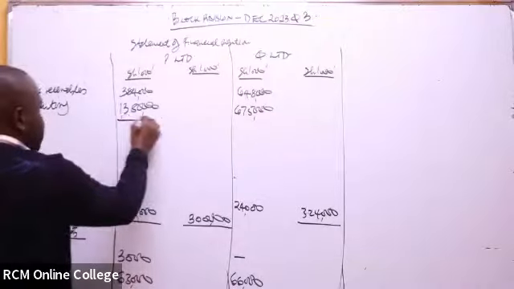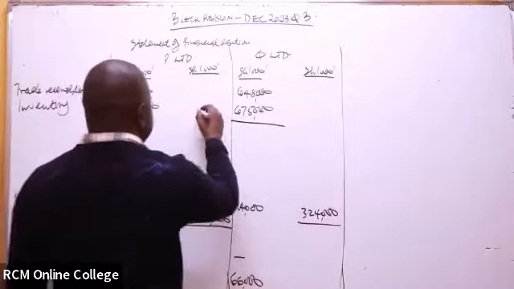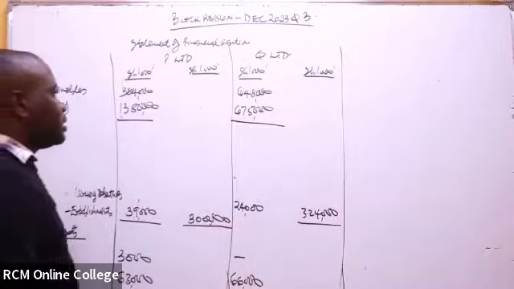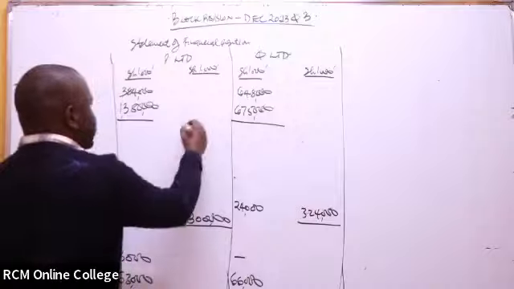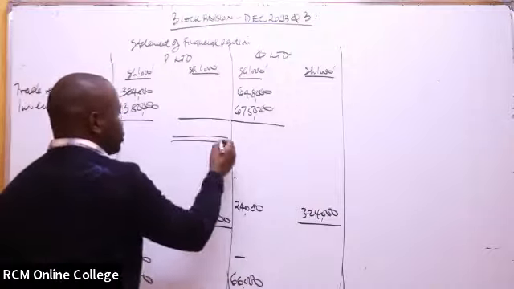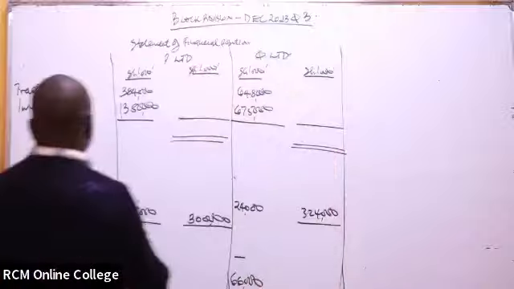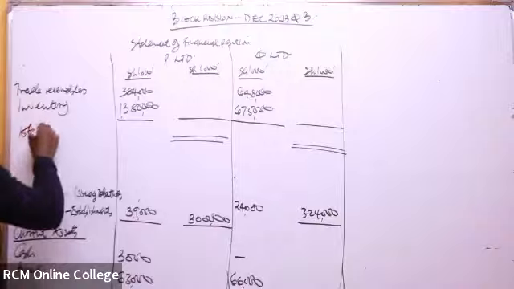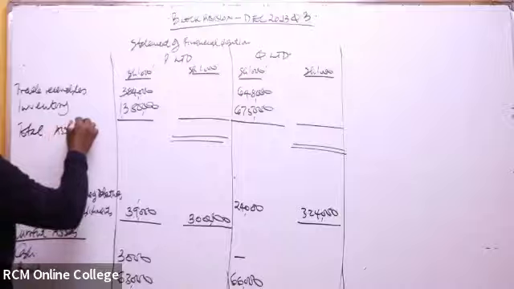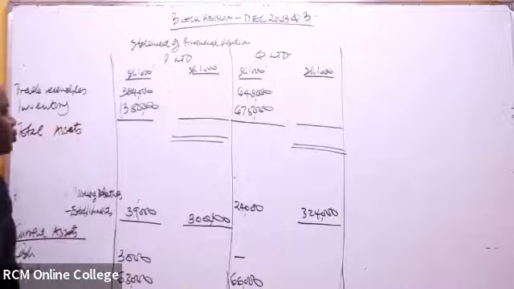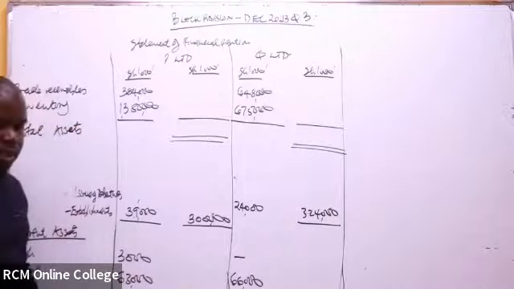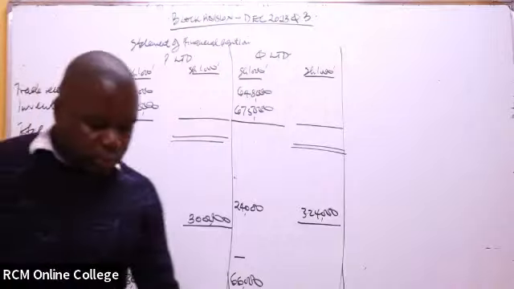So you can get the total for the current assets. You place here the figure. Then you'll be able to get the total assets. You get the figure for the total assets.